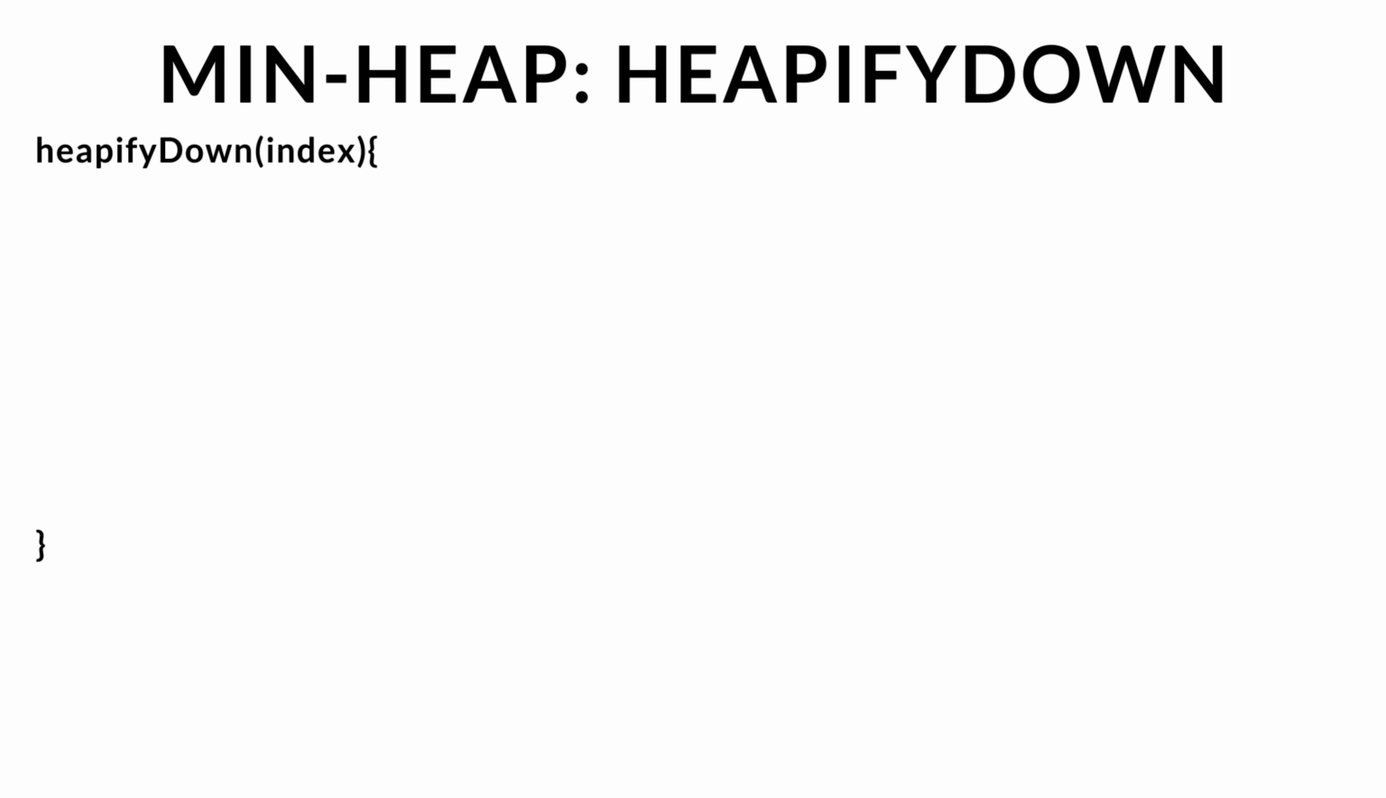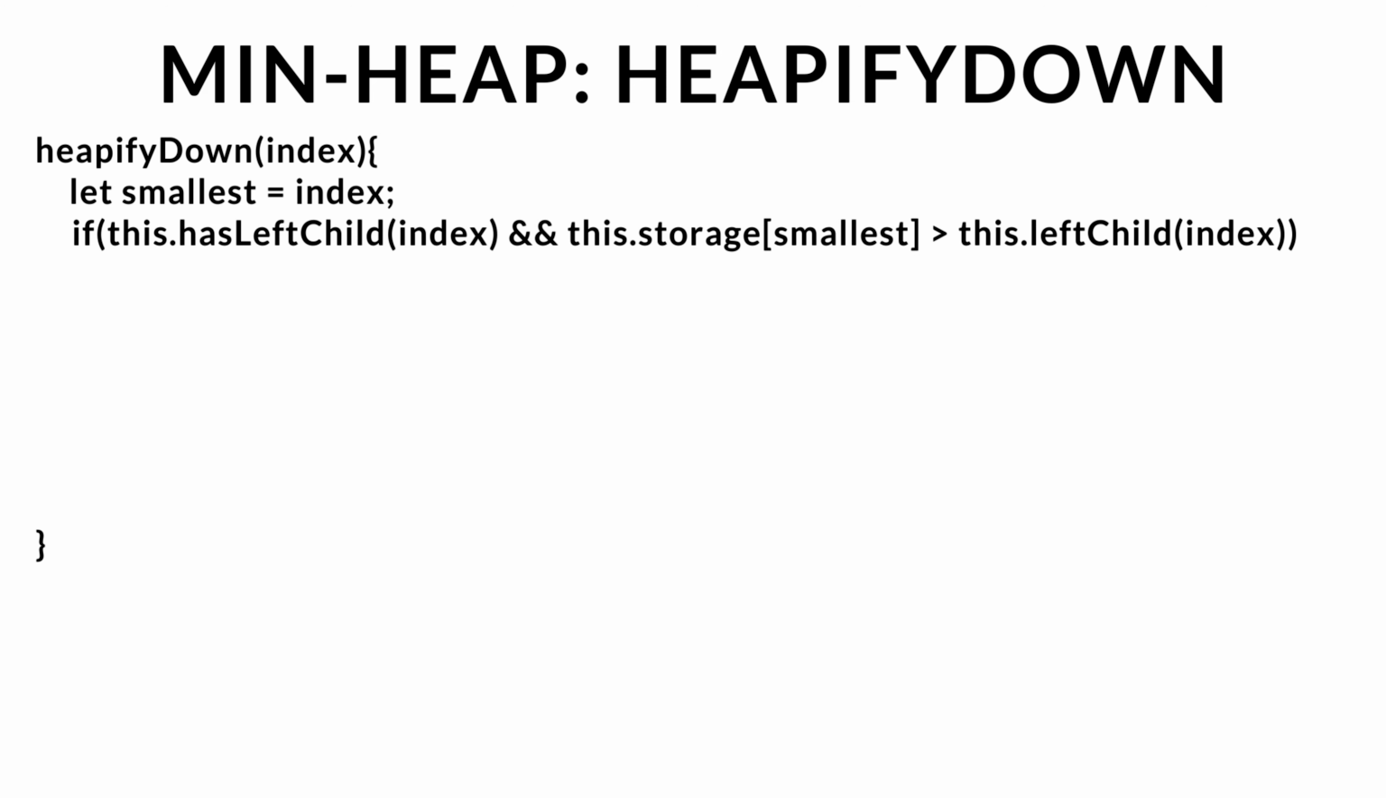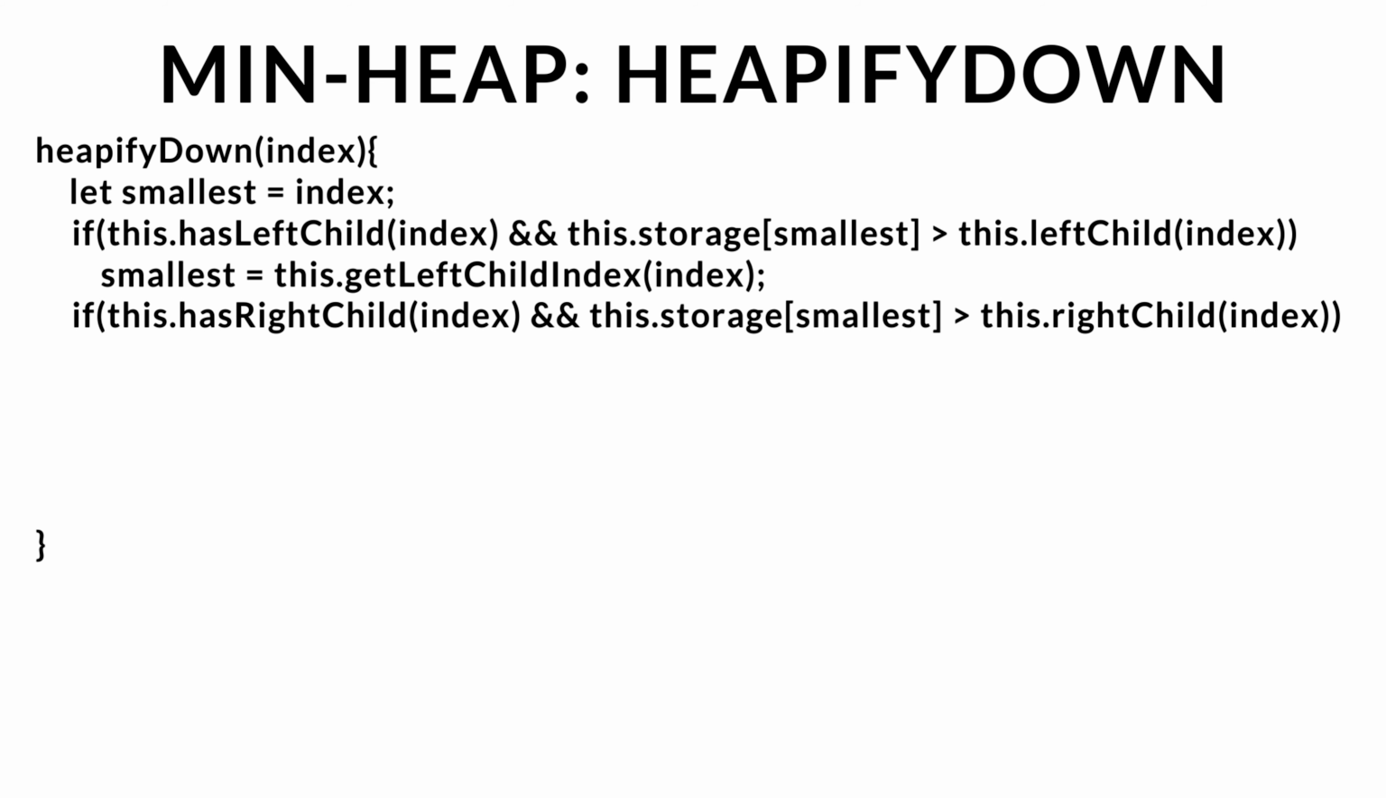So now we have to find the smallest element between the parent and his two children. So for now, we'll initialize the smallest to the parent. Next, we'll need to check to see if we have a left child, and if the left child is smaller than the parent. If it is, then we just set the smallest to the left child. From here, we now check to see if there is a right child, and if the right child is smaller than whoever the smallest is. So that could be the parent or the left child. So if this is true, we set the smallest to the right child.